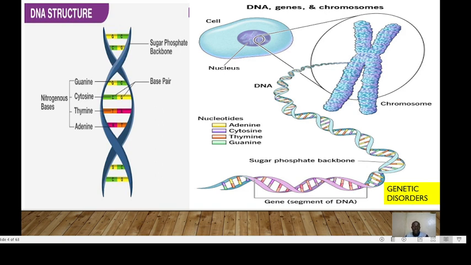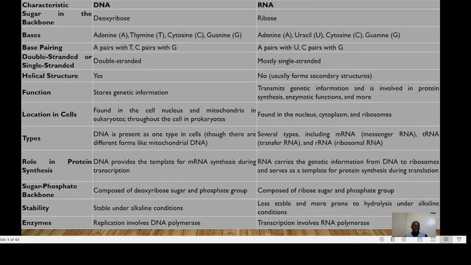If we look on our left, we can appreciate the sugar phosphate backbone and the base pairs. So we say that G pairs with C, and C pairs with G, T with A, and A with T, and we are able to see the nitrogenous bases.